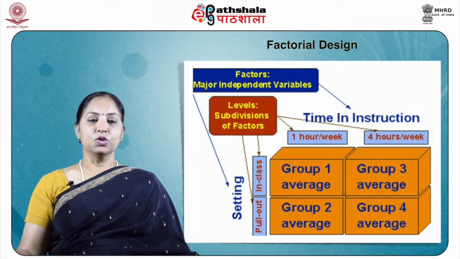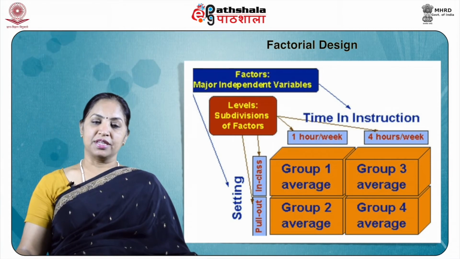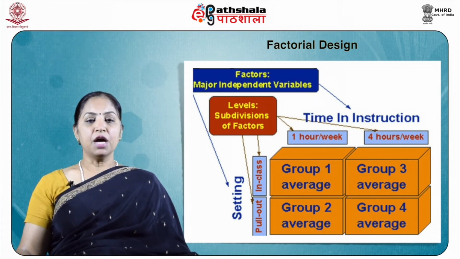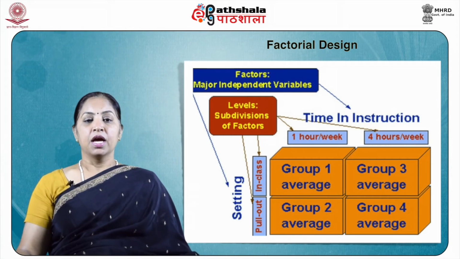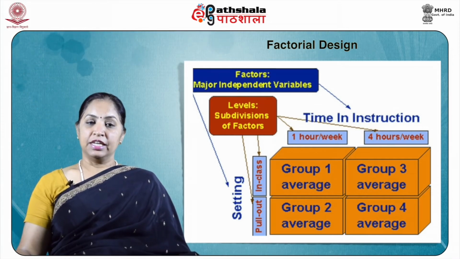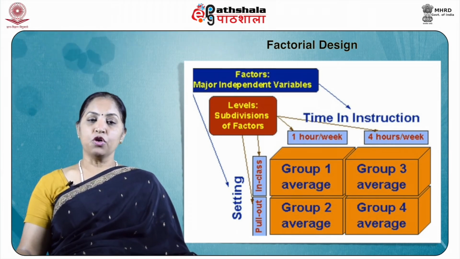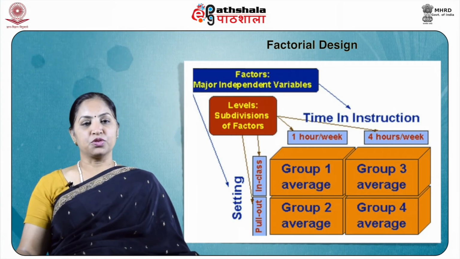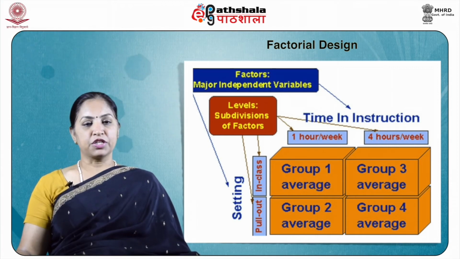Now, what we can see is group 1 is given 1 hour per week in the classroom itself, whereas group 2 is given 1 hour per week of instruction, but that setting is outside the classroom or pull out, as we have written it here in the diagram. Group 3, on the other hand, is in class and gets 4 hours per week, and group 4 is given 4 hours of instruction time per week, whereas the setting is somewhere outside the classroom. So, we can explore both the factors, that is the time factor as well as the setting factor, and 4 groups can be made. This is the factorial design.